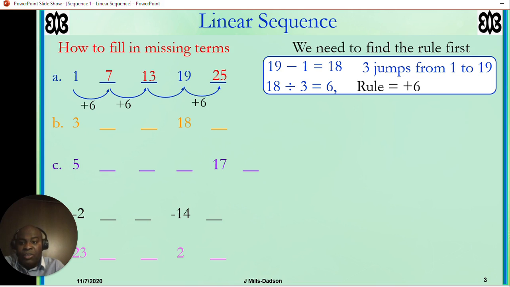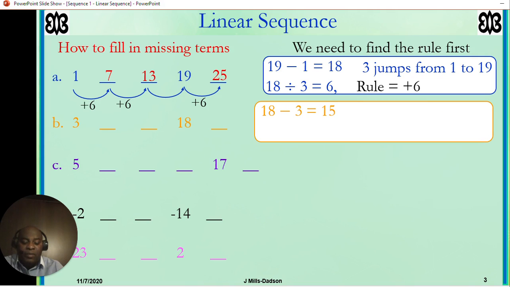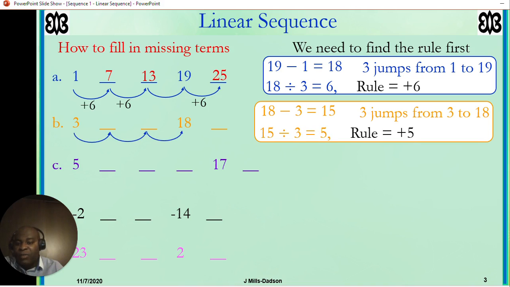Let's use the same process to find B. The difference between 18 and 3 is 15. Number of jumps from 3 to 18: 3 jumps. 15 divided by 3 is 5. So we keep on adding 5 each time. And our missing numbers are 8, 13, and 23.